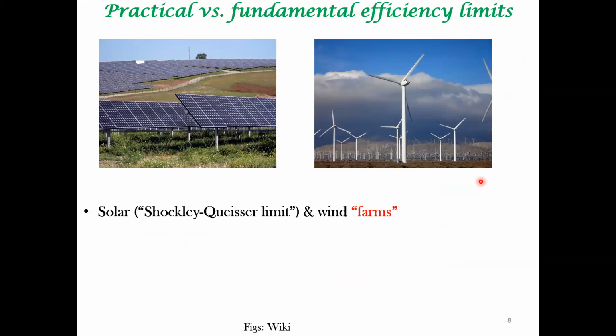Another important area of a lot of contemporary interest is what are the upper bounds of efficiency or energy conversion you can get from a variety of devices. For example, if you have a solar cell, what is the maximum efficiency that you can get from a solar cell? It's called the Shockley-Queisser limit.